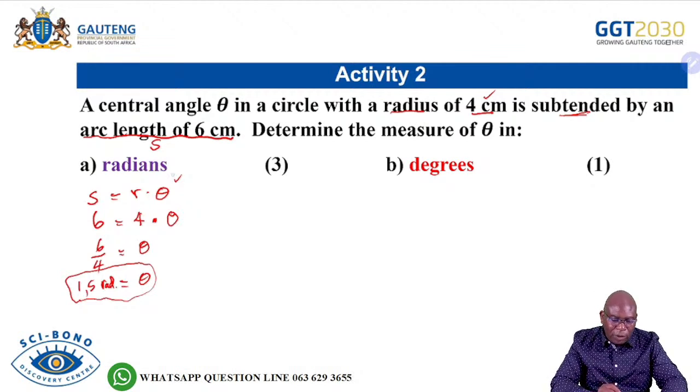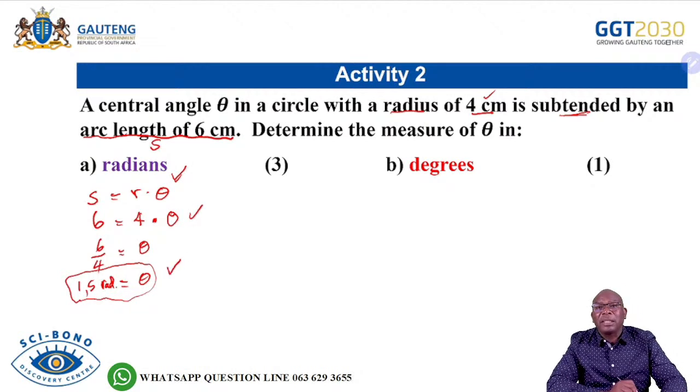So the mark will be for the formula, the mark for the substitution, and the mark for the final answer. That's 3. Now they say, then determine that one in degrees. I've already calculated that in radians, so I've got 1,5 radians. I want to change them to degrees. What should I do to change them to degrees?